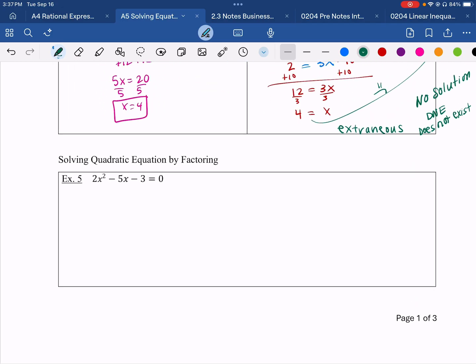All right, quadratics. Factoring, so we know how to factor and we're going to solve. So notice it has the equal sign. So I'm going to do the grouping. If you're a guess and checker, you go right ahead. You'll be done before us.